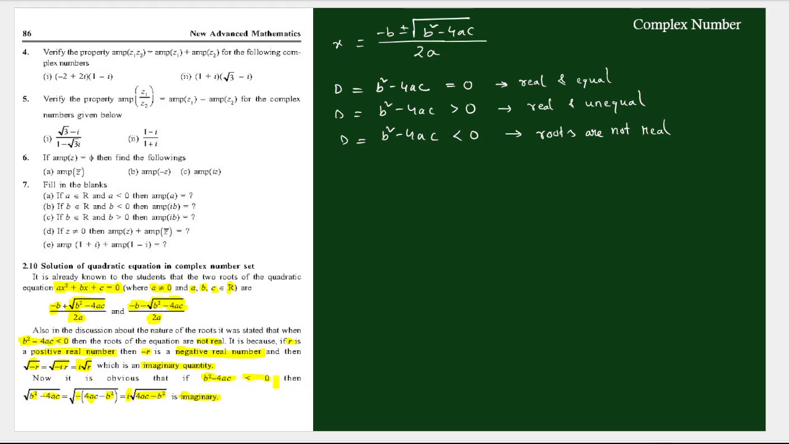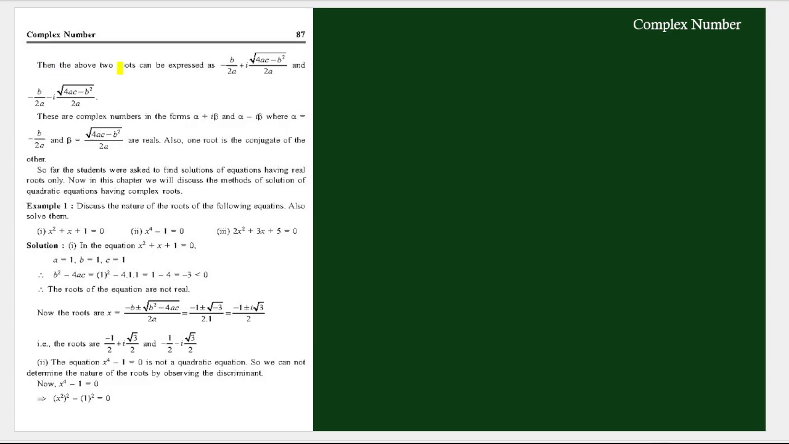b square minus 4ac is less than 0. So with it being less than 0, we can write the thing inside as minus. Okay, we can take common. Now the roots can be expressed in this way.